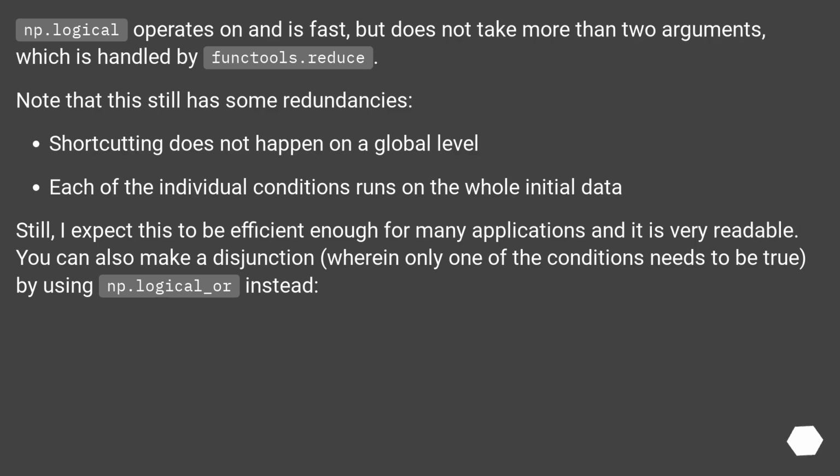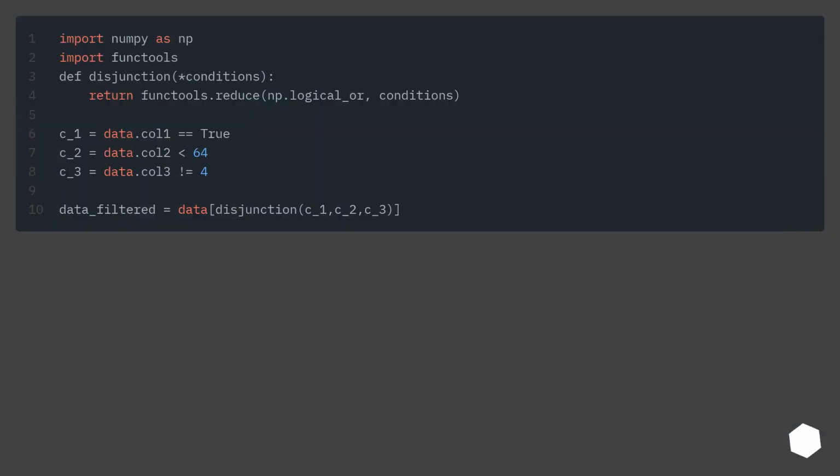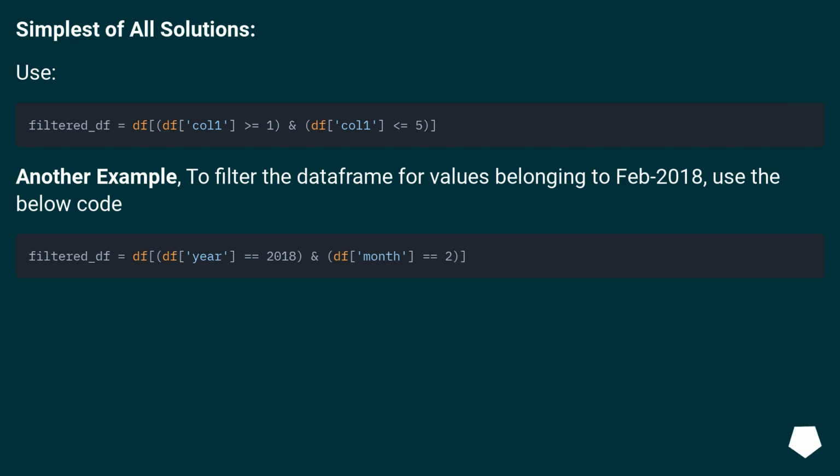You can also make a disjunction, wherein only one of the conditions needs to be true, by using np.logical_or instead. Simplest of all solutions. Use. Another example, to filter the data frame for values belonging to February 2018, use the below code.